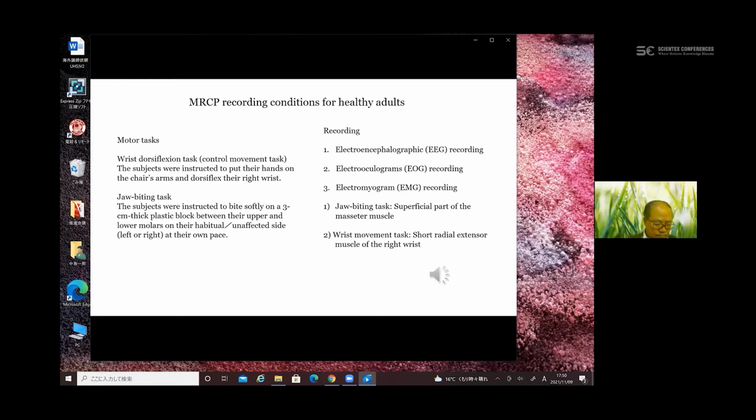The slide shows the motor tasks and recording conditions in this experiment. The subjects were instructed to do jaw biting movement on unilateral side or wrist dorsiflexion movement.